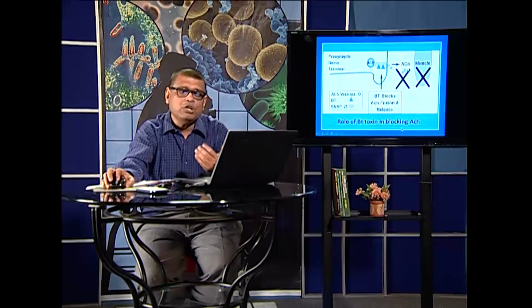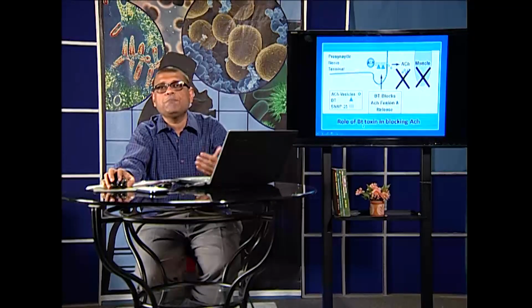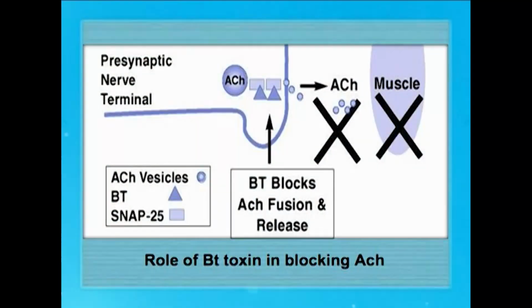And one such important toxin is the Bt toxin produced by Bacillus thuringiensis. And this Bacillus thuringiensis will also block the acetylcholine, and thereby the neurotransmission to the muscles is blocked and muscle contraction is prevented. And this type of Bt toxin can also come through food.